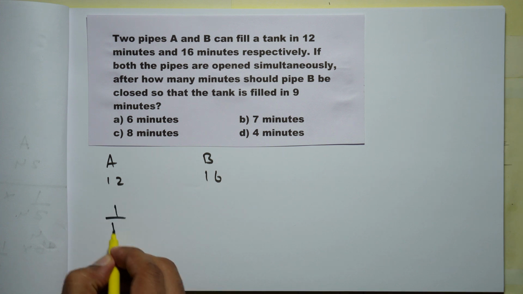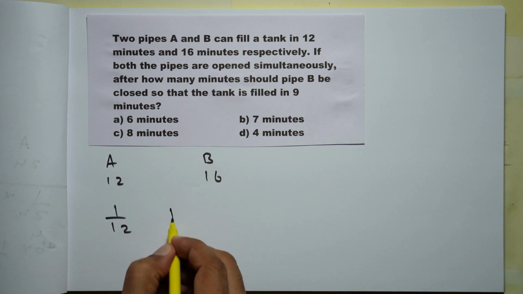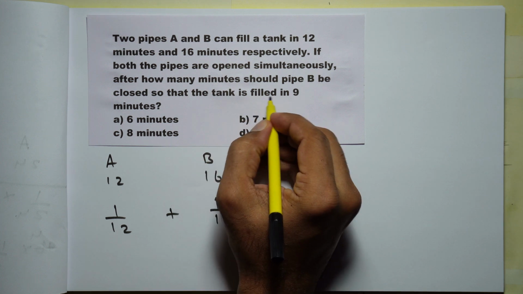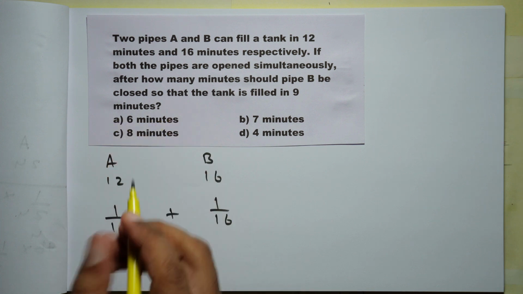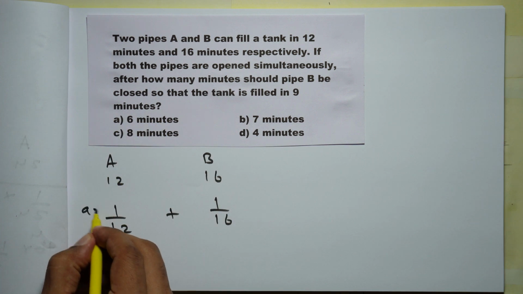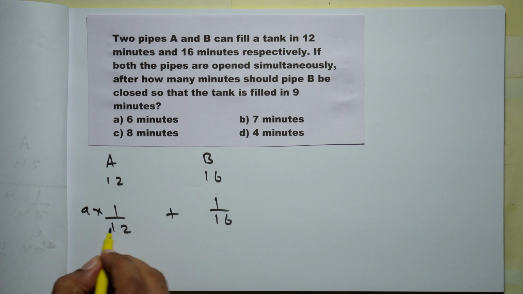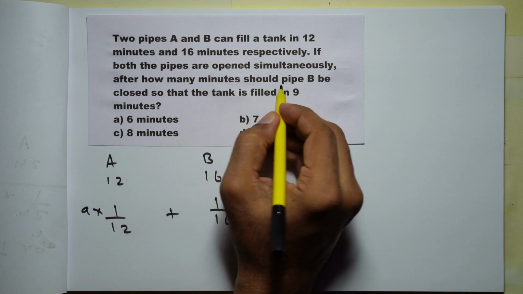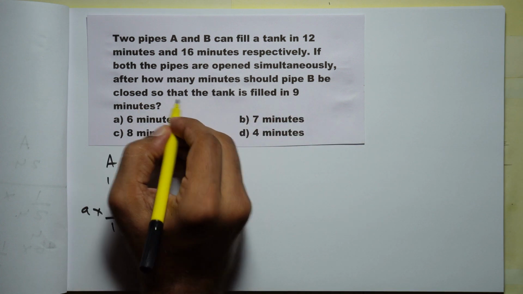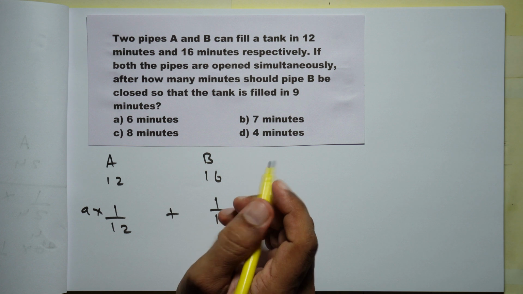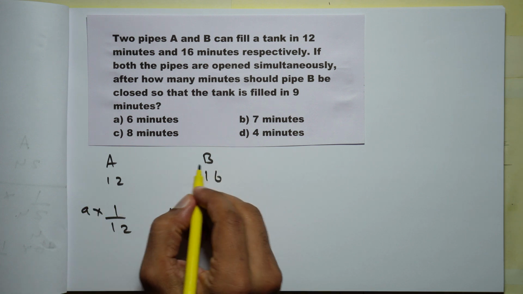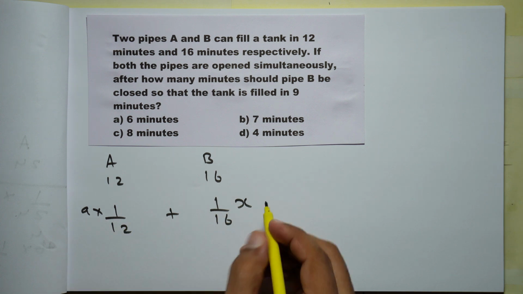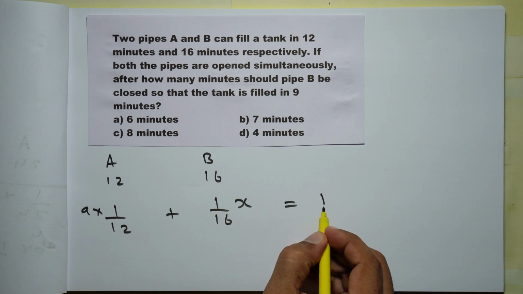So every minute A will fill 1 by 12th of the tank, and every minute B will fill 1 by 16th of the tank. The tank has to be filled in 9 minutes. So A works for the full 9 minutes, and every minute A will fill 1 by 12th of the tank. Now the question is, after how many minutes should pipe B be closed so that the tank is filled in 9 minutes? So we will assume that pipe B works for X minutes, and like that, in 9 minutes, the whole tank will be filled, which is considered as 1.